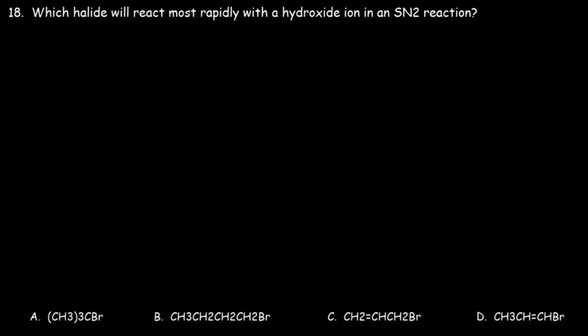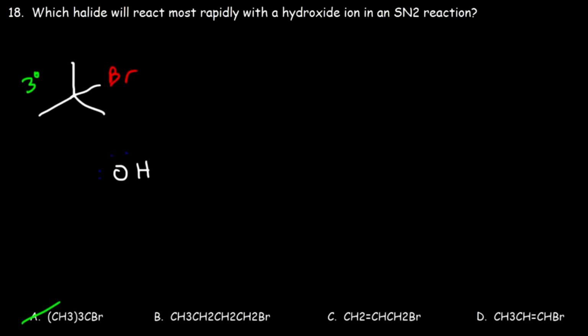Is it A, B, C, or D? Well, the first thing that we should do is convert the condensed structure into a line structure. So let's start with A. We have a carbon that's attached to 3 methyl groups, and we have a bromine atom on it. So basically, this is a tertiary alkyl halide. It turns out that tertiary alkyl halides do not work very well in an SN2 reaction. And the reason for that is steric hindrance.